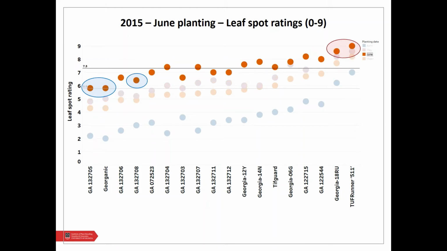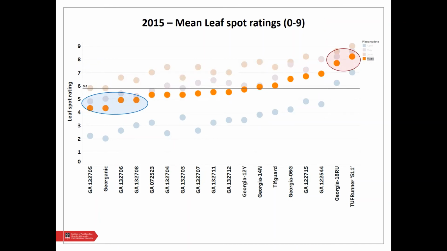Average leaf spot rating climbed to 7.3 in the June planting, with essentially the same lines in the highest and lowest significant groups. The mean leaf spot ratings for 2015 were highest for Georgia 18RU and Tough Runner 511, with Georganic and a few Georgia breeding lines having the lowest.